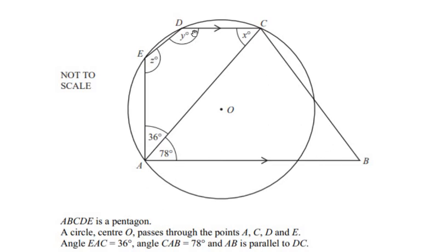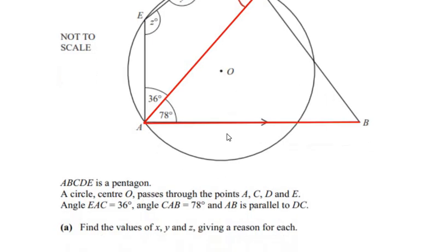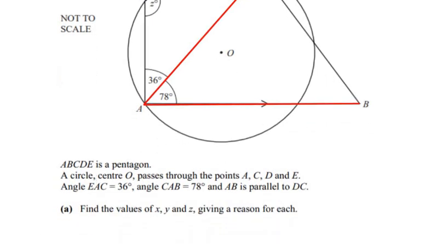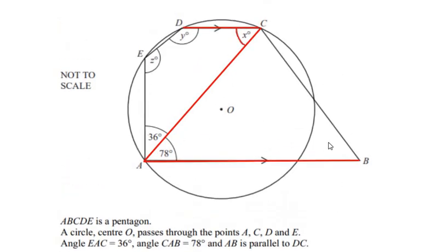Since AB is parallel to DC, the line AC is acting as a transversal line which cuts the two parallel lines at point A and at point C. And since these are two parallel lines, angle x becomes equal to angle 78 because of the properties of parallel lines, that is alternating angles. So here we can write x is equal to 78, the reason being alternating angles of the parallel lines AB and DC. So we have found out the value of x.